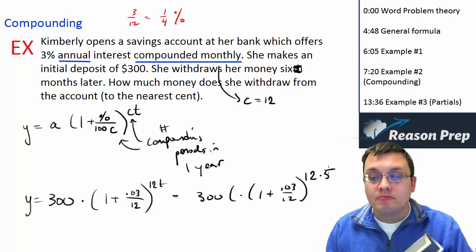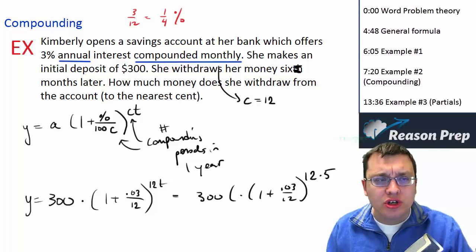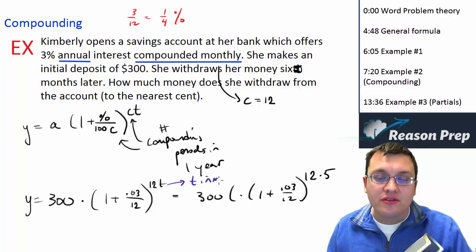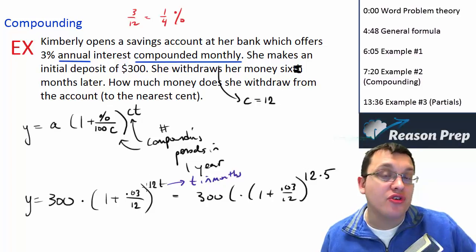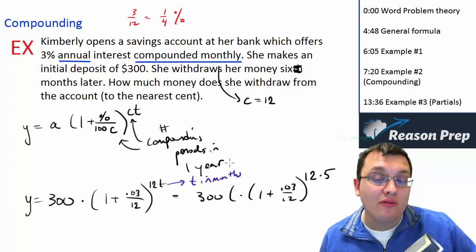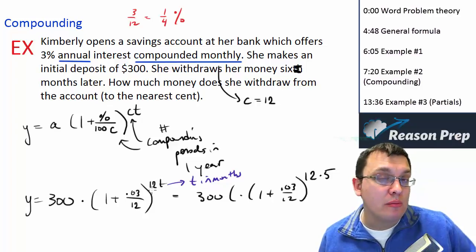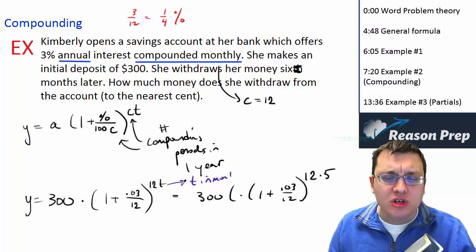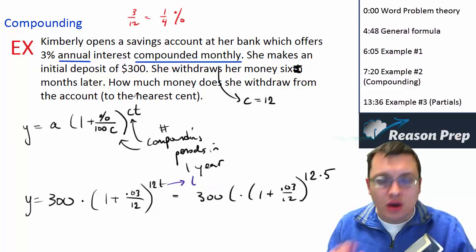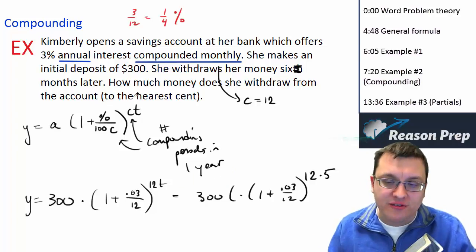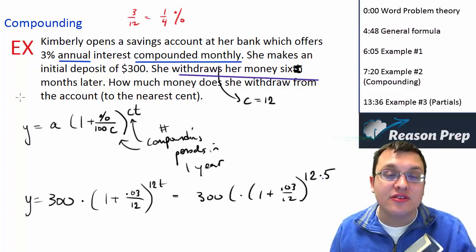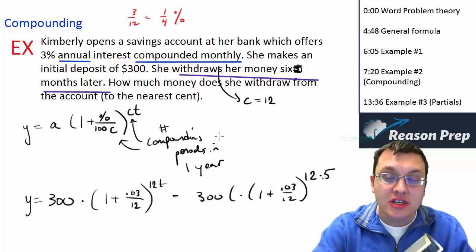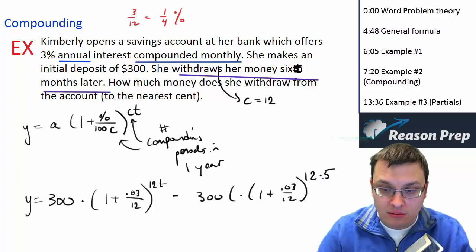So, yeah. Another way to think about it, you also could do t in months. You just got to be careful. If t is defined in years, then you have to make it times 12. If you want to do it in months, you just wouldn't multiply it by 12. But for our purposes, we're just going to do it as CT. We'll leave it as that, the basic format. So it's going to be 12 times 0.5 because she's withdrawing it 6 months later, which is half a year. And now we just got to put this in our calculator.